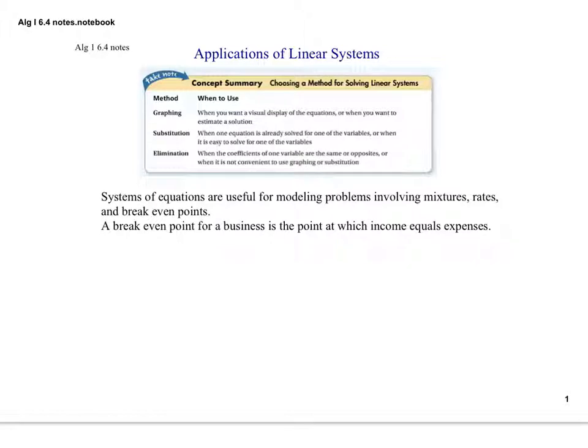I've been there. Algebra 1 students, welcome to your 6.4 notes, applications of linear systems.